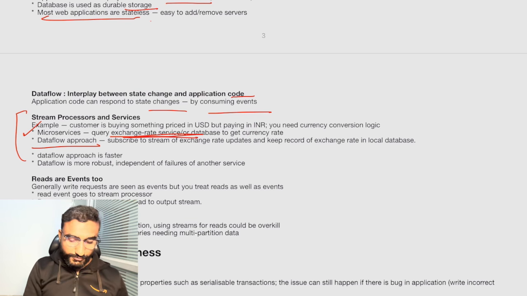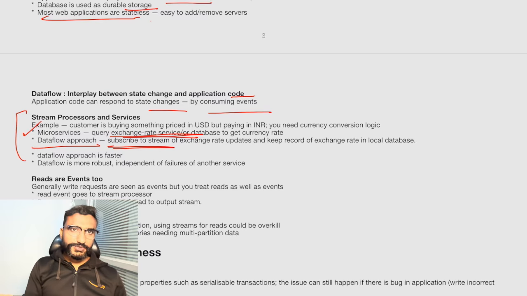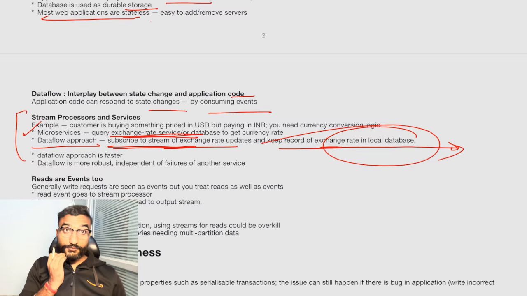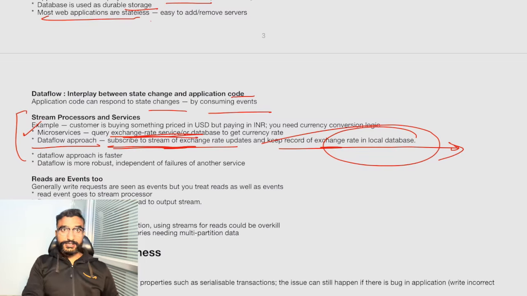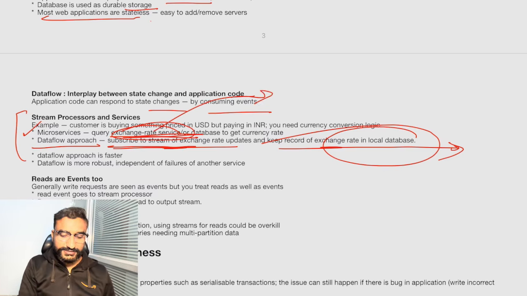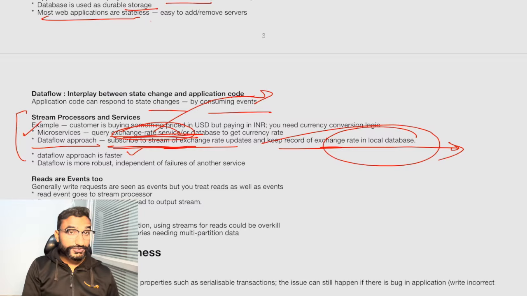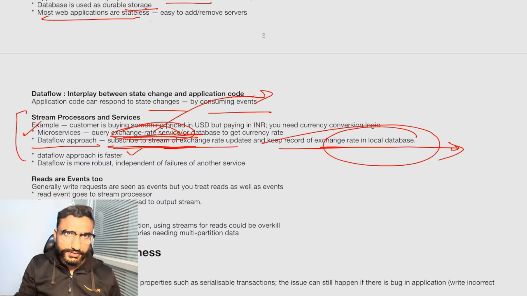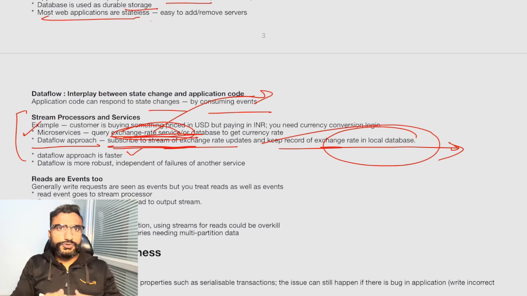In this approach, the idea is that this payment processing system, or your order placement service, subscribes to the stream of exchange rate updates and keeps a record of the exchange rate in a local database. This ensures that you have that local copy in place. You don't have to call the additional exchange rate service to get the data. So the data flow approach is faster. Why is it faster? Because you don't have to call that additional service. You have that conversion rate in the local copy or local database.